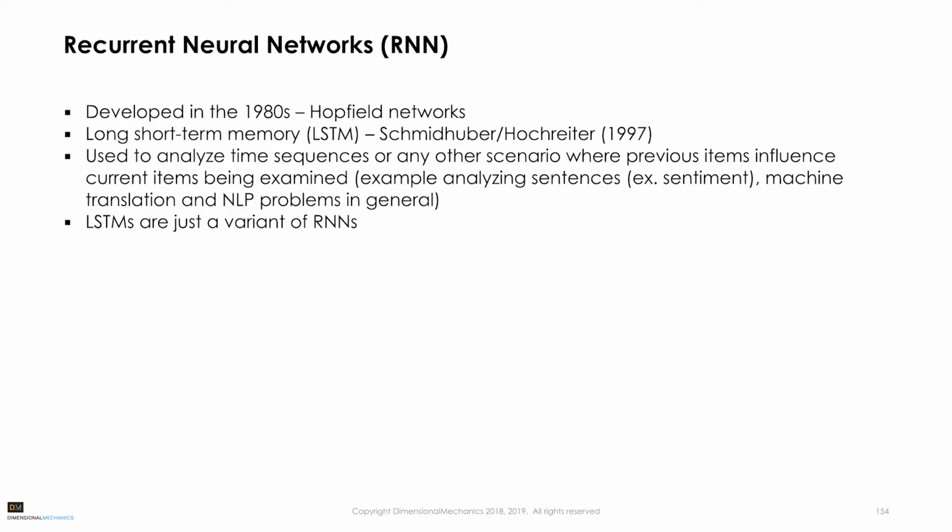So let me start with recurrent neural networks. They're actually pretty old. Recurrent neural networks were developed in the early '80s. Then in 1997, a type of neural network called long short-term memory, or LSTM, was developed, and this is a more robust way to do recurrent neural networks.